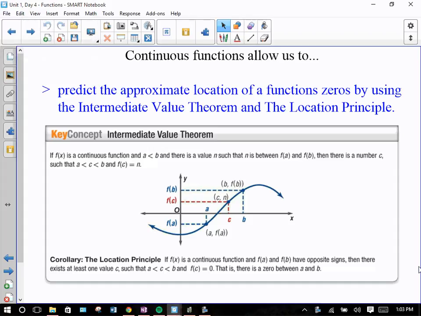Now this is what we covered on Friday. All right, so I'm just going to quickly refresh again on it. The intermediate value theorem is very important when you get into calculus or your next math class.